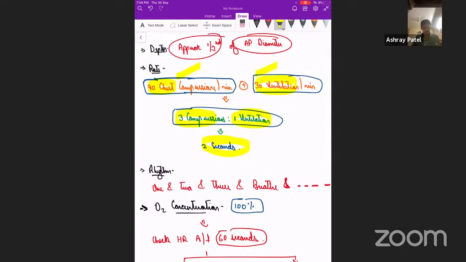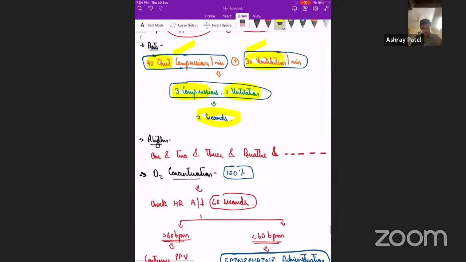To know this, we'll have to know the rhythm. Until and unless we practice, we will not get it, but it is called "1 and 2 and 3 and breathe in." When you do 1, 2, and 3, that is your chest compression. When you say breathe in, that is when you give the positive pressure ventilation. So we go 1 and 2 and 3 and breathe in. 1 and 2 and 3 and breathe in. Okay, this comes with practice.